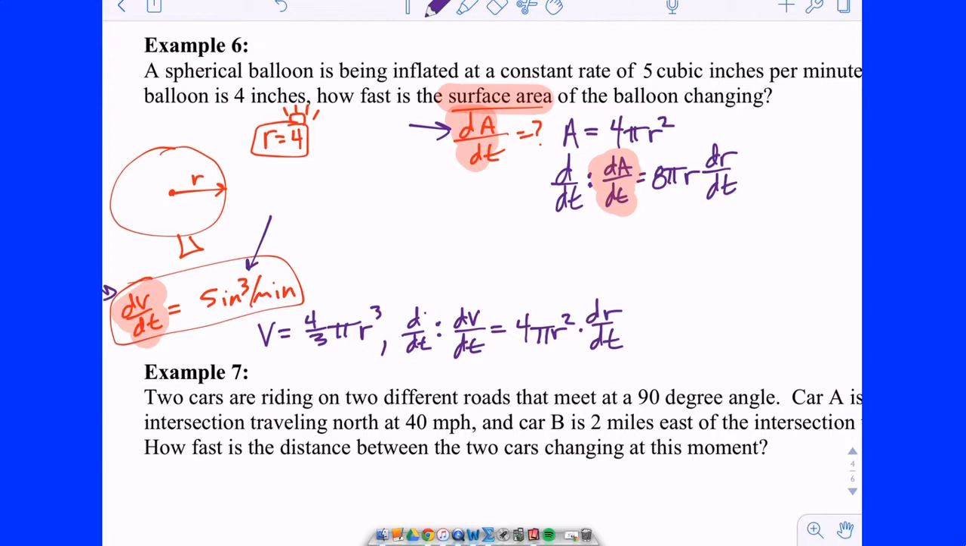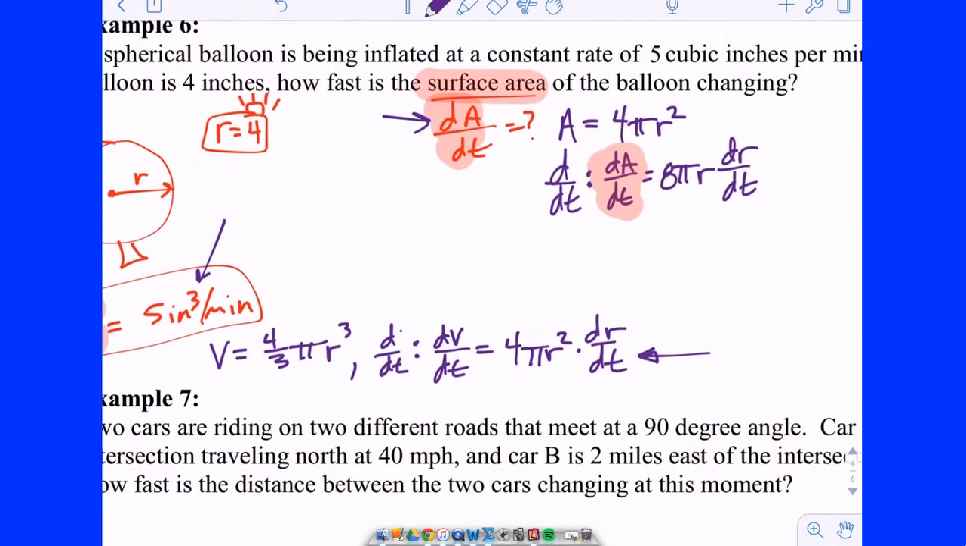So you could do one of two things. You can actually plug in your 5 to this dV dt equation right now and get what dr dt is at the moment, or you can solve it with variables with dV dt still in there and then substitute it into your dA dt problem. And then it becomes in terms of dV dt. I don't care which one we do. Which one would you like to do? Work with numbers or work with variables? Probably numbers. Okay, so let's do that.